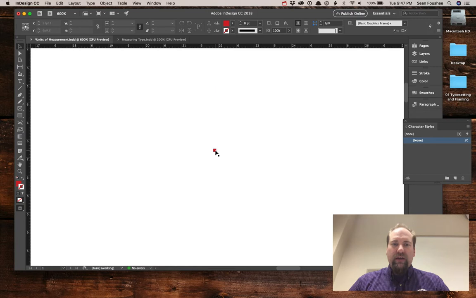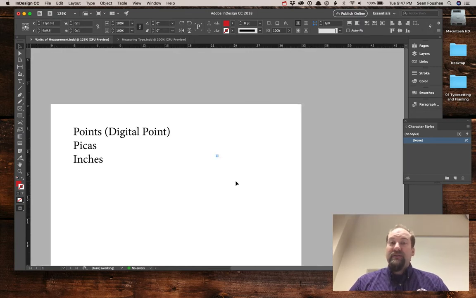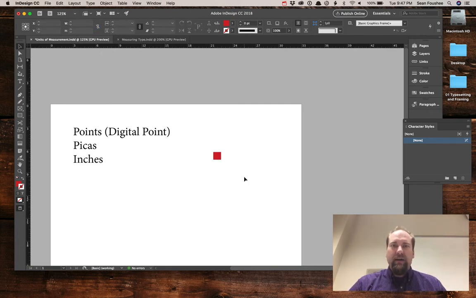Now, if we change that, let me back out now that I've selected it. I'm going to now put this into picas. So I'm going to come back up here and change it to 1 pica. So I'm going to type 1p. P is the abbreviation for pica. PT is the abbreviation for point. So 1p by 1p, and now you can see what a 1 pica by 1 pica box looks like. Much larger than a point.